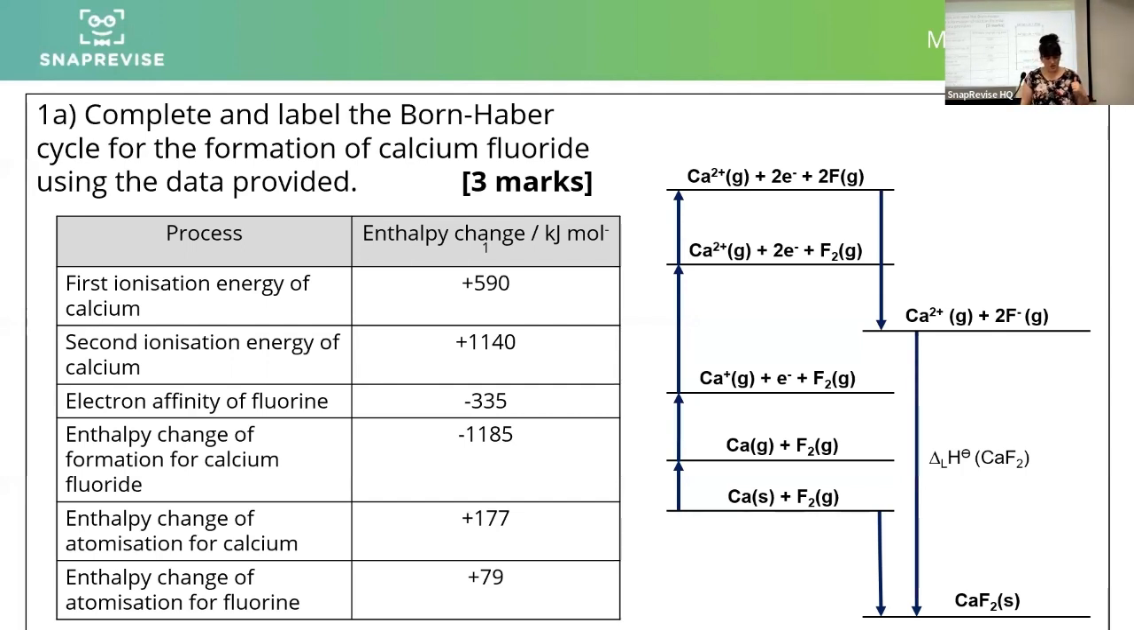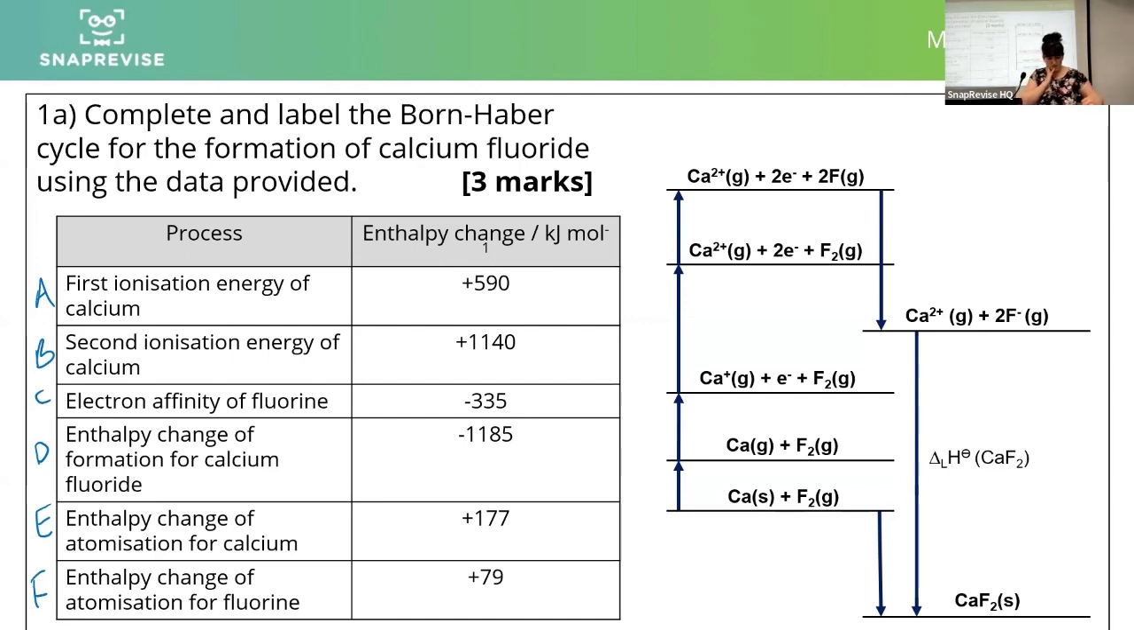First ionization energy of calcium. Actually, what I'm going to do is label these as A, B, C, D, E, and F. And then we can place A, B, C, D, E, and F in the right places around the Born-Haber cycle to make sure that we know which process each arrow is representing.